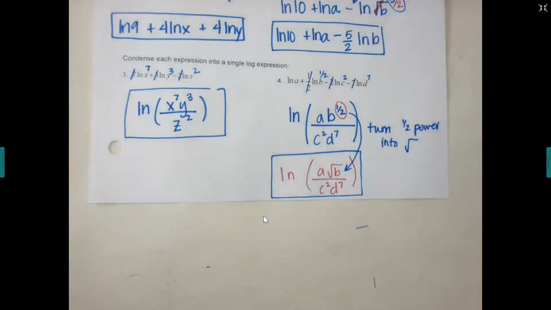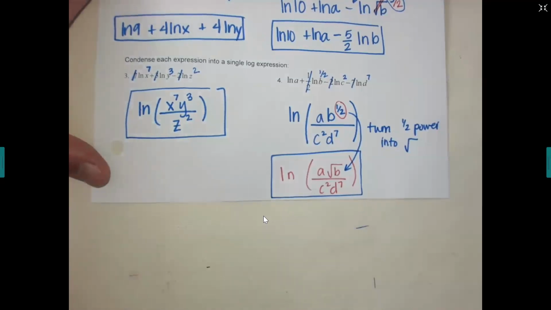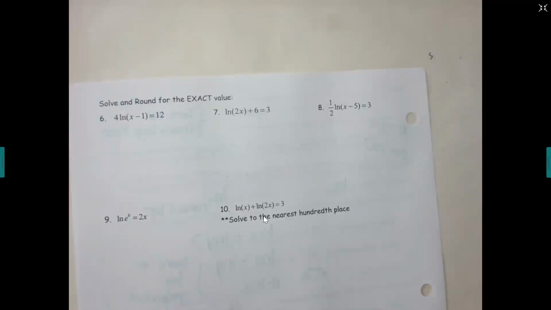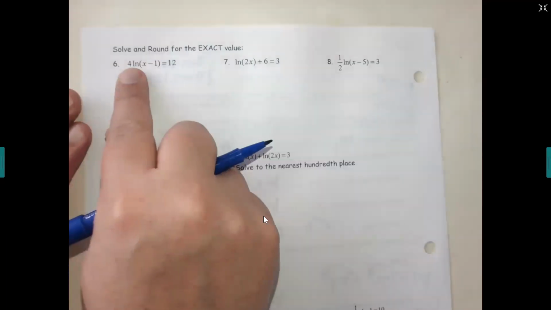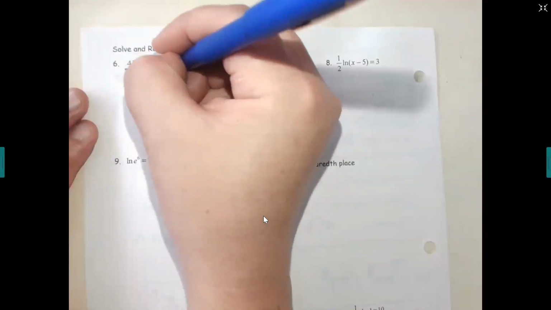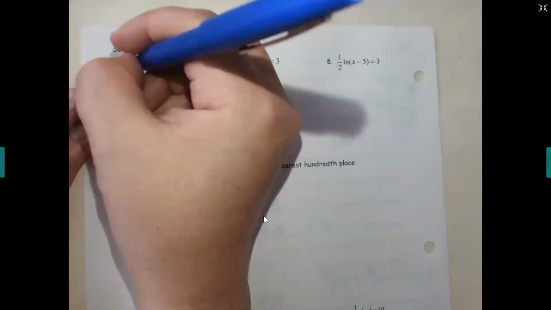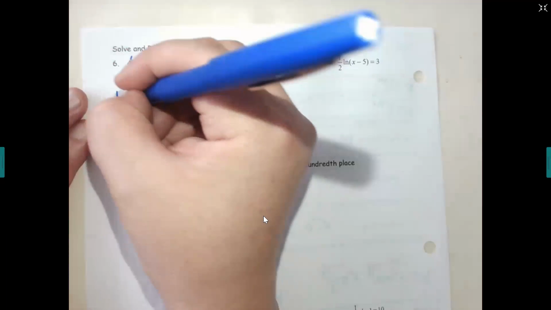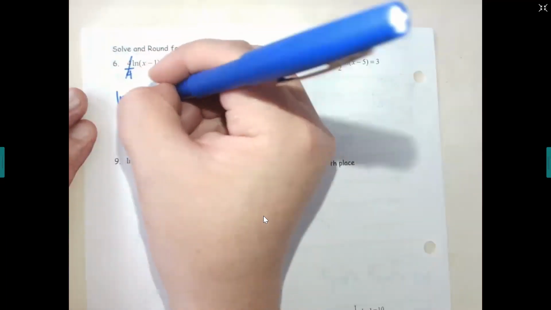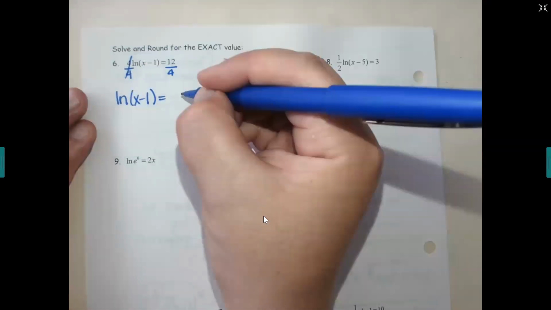Go ahead and turn the page, backside. So we learned how to expand, we learned how to condense. The last thing we have to cover now is how to solve. So go ahead and turn the page, look at number 6. First thing I need to do is get rid of the 4 in the front. How do I get rid of a multiply by 4? Okay, division, divide by 4. So now I have ln x minus 1 equals, what is 12 divided by 4?